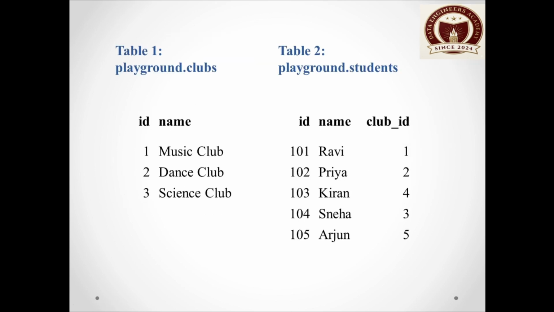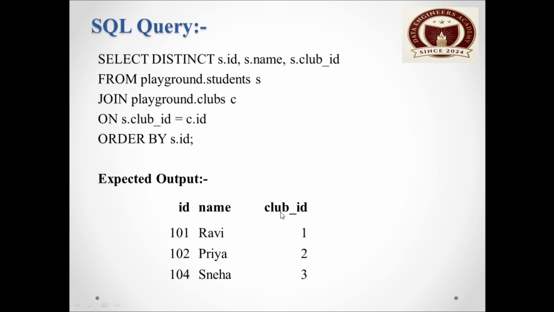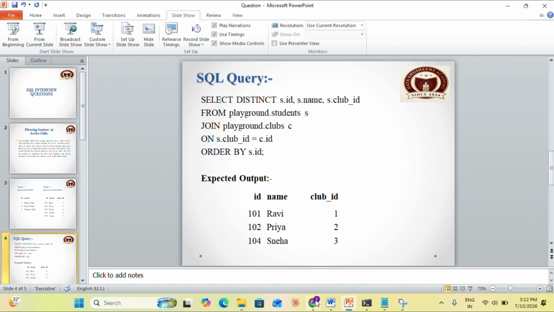Here are the clubs and students tables. The clubs table stores the club ID and club name, while the students table stores the student ID, student name, and club ID. We'll return only the students who qualify. Here is the SQL query that solves this problem. The expected output displays only the students whose club exists in the clubs table. The results are sorted in ascending order by student ID.